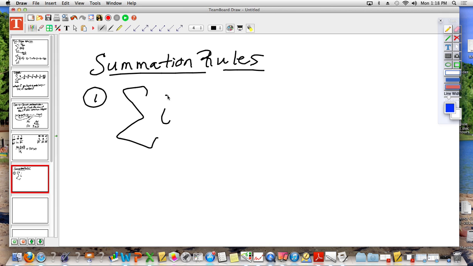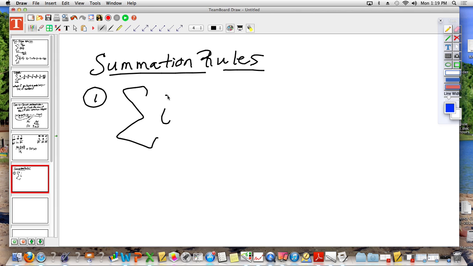Was Gauss's list of numbers linear? How do you get from 1 to 2? Add 1. How do you get from 2 to 3? Add 1. You're constantly adding 1. So his string of numbers was a linear situation.